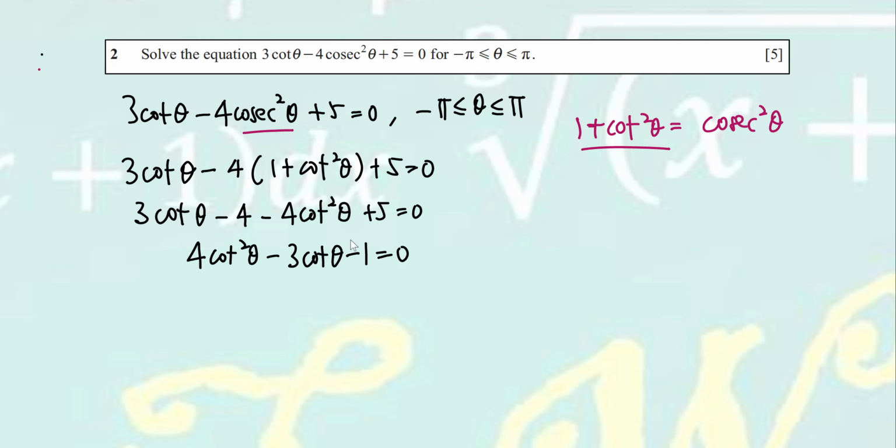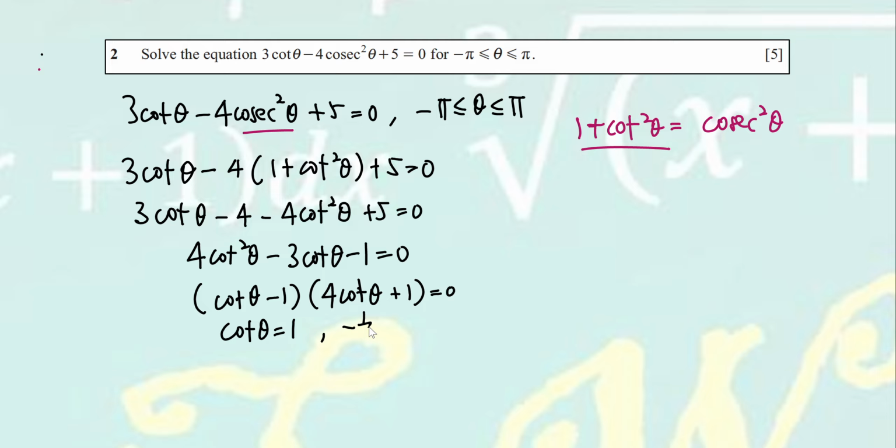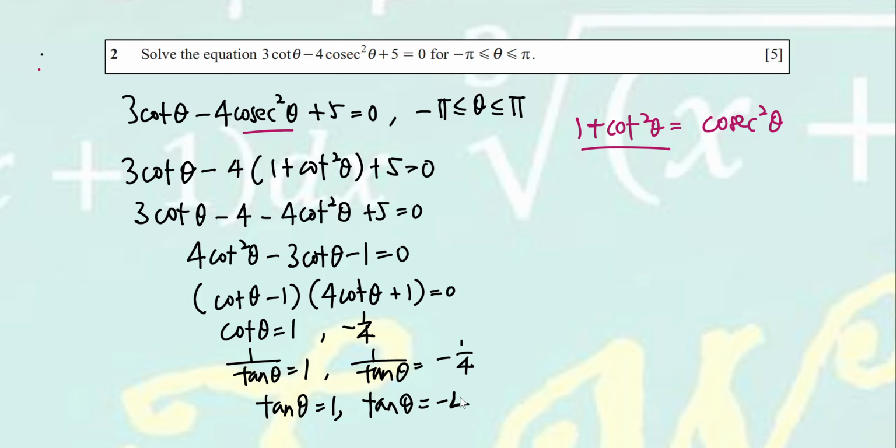And this quadratic equation can be factorized into cot theta minus 1 times 4 cot theta plus 1. Okay, so the cotangent theta is 1 or minus 1 over 4. So cotangent is basically 1 over tangent. So now 1 over tangent equals 1, and 1 over tangent theta is negative 1 over 4, which means now tangent theta equals 1 or tangent theta equals negative 4.